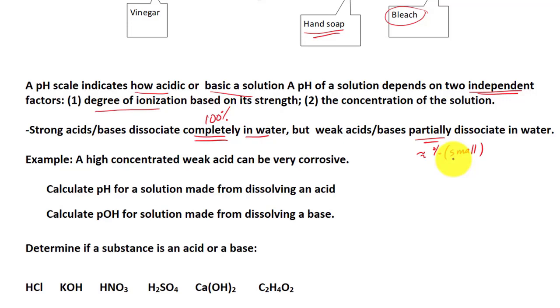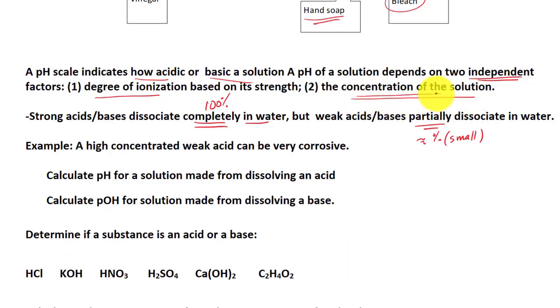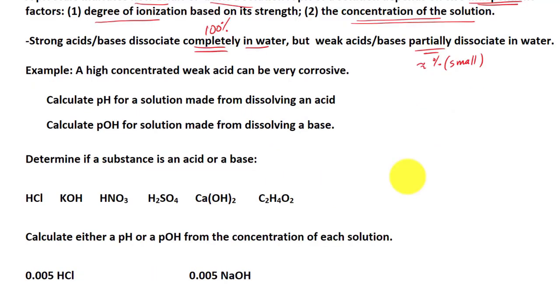Now let's look at the second factor, the concentration of the solution. That means how many moles are in that specific volume of solution. And this part is extremely important. That is because even if you have a weak acid, if you have a lot of it, it will become as corrosive or as toxic as a strong acid. So basically I'm saying that if you have a highly concentrated weak acid solution, it can be very corrosive. But if you have a very diluted, very low concentration of a strong acid, it will still be very harmless.